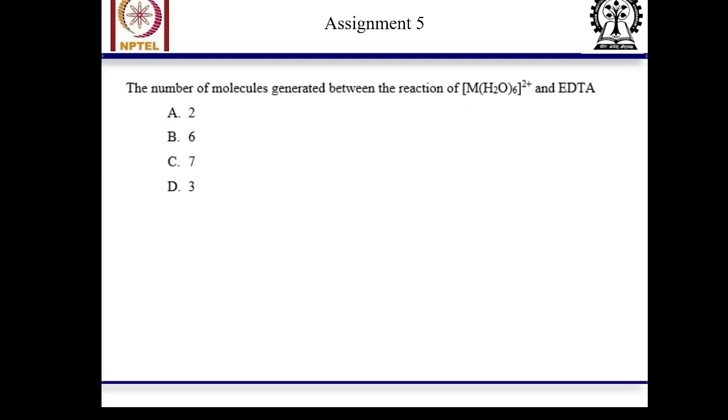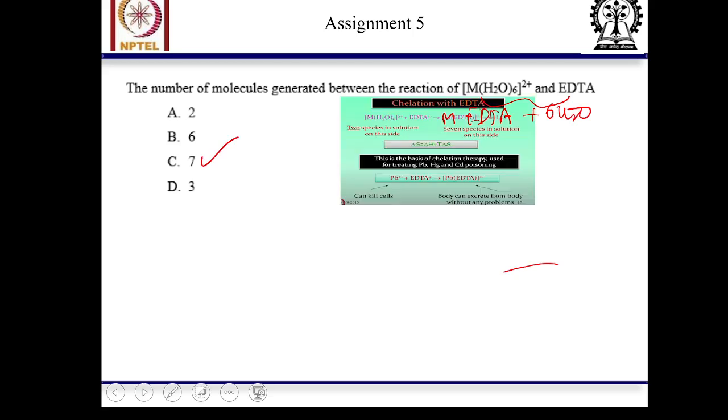Now the question is the number of molecules generated between the reaction of M(H2O)6 and EDTA. So the total number of molecules generated from the reaction of these two will be M-EDTA plus 6 water molecules. So the total will be 7. So as we can see here, lead plus EDTA will form lead EDTA.